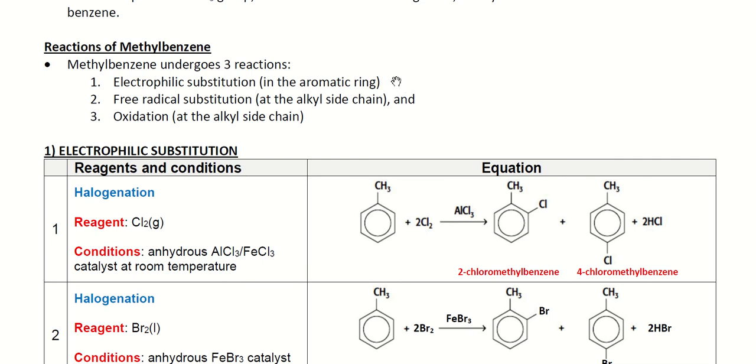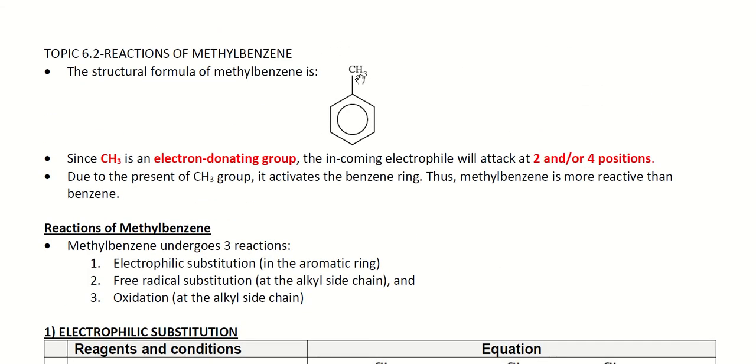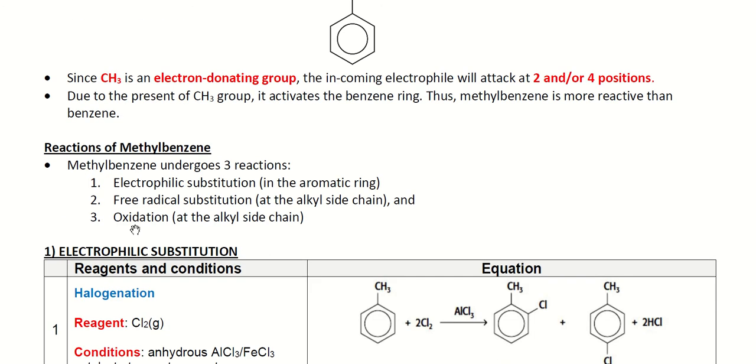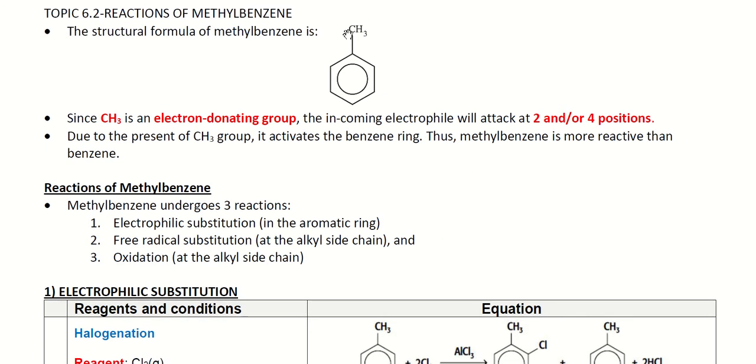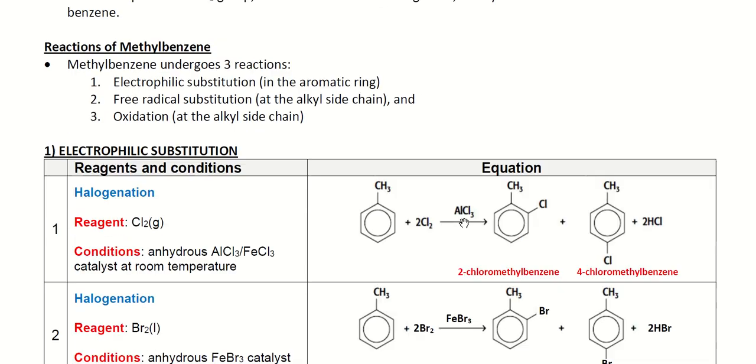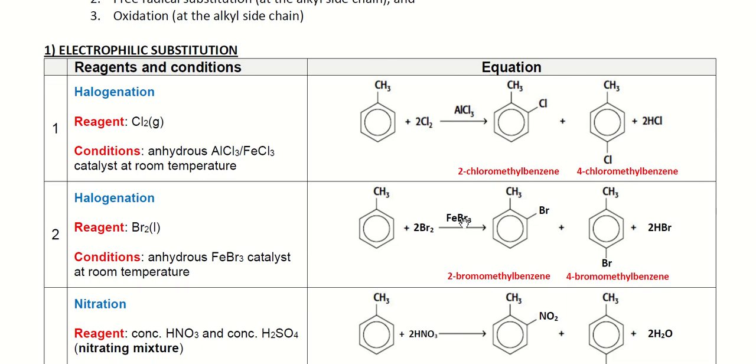The first one is electrophilic substitution, the same reaction as benzene. The second one is free radical substitution. This one is on the alkyl side chain, which means on the CH3 itself. And the last one is oxidation, also on the CH3 itself, except for the first one, electrophilic substitution, which happens in the ring. So let's take a look at the first one. I'm just going to briefly go through this because I'll send you the worksheets on it.